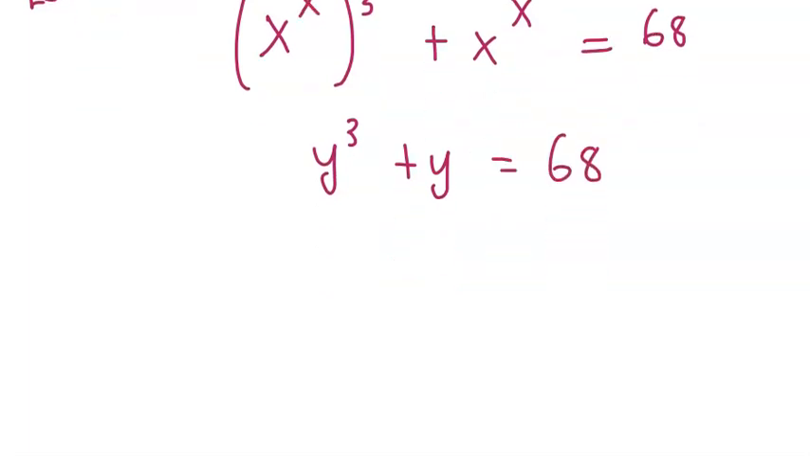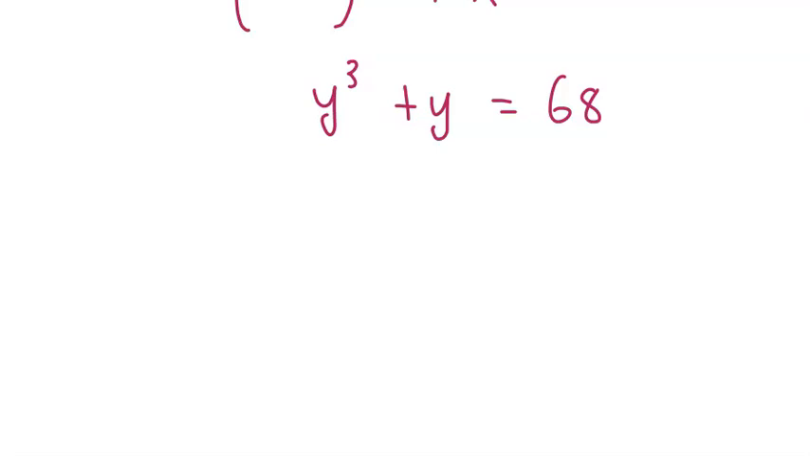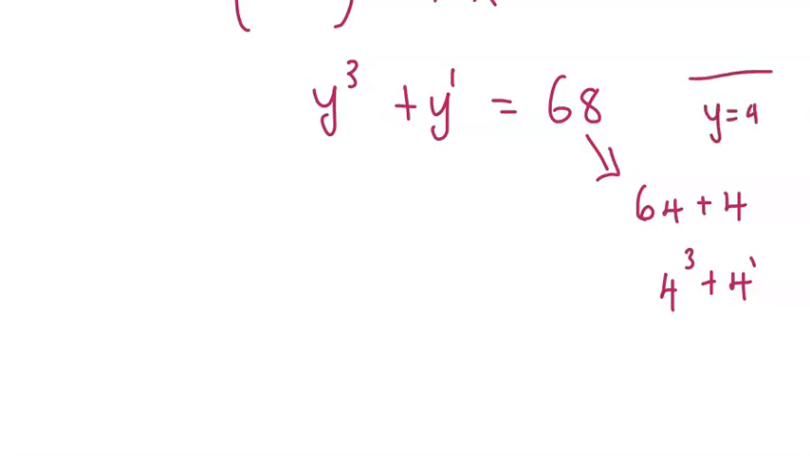Now here comes the magic. We can actually write 68 making sure that we're observing the powers of x at the left-hand side. The power here is 1 and the power here is 3. So we know very well that 68 is the same as 64 + 4. But is this corresponding with the left-hand side? Yes, of course, because 64 is a perfect cube. It's also a perfect square. What an awesome number, right? So it is 4³ + 4¹. One can easily say that y is equal to 4 here.